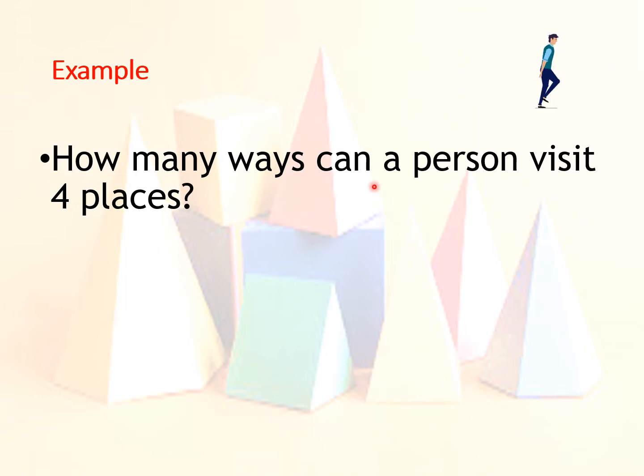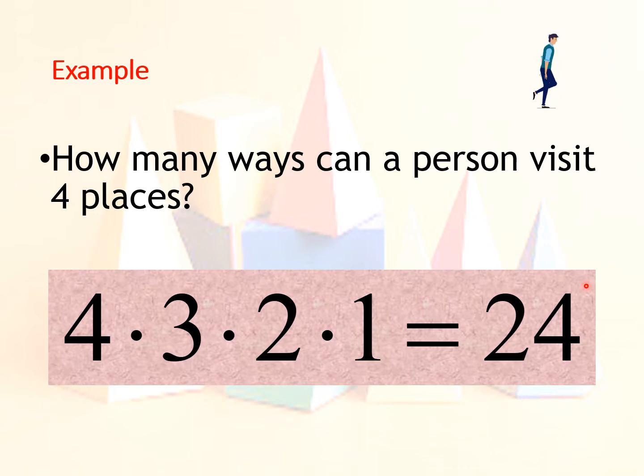How many ways can a person visit 4 places? In here, you have 4 choices. If you choose one already, you have only 3 more. If you choose another one, you have 2 more. And if you choose another one, you have only one choice. So in order to use the multiplication counting rule, it is 4 times 3 times 2 times 1, which is equal to 24.